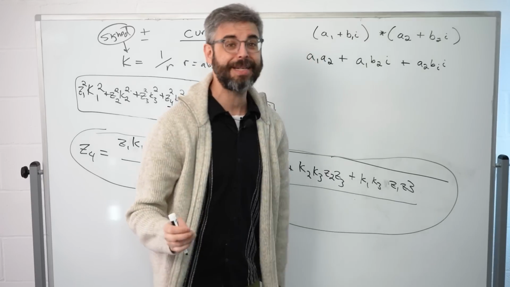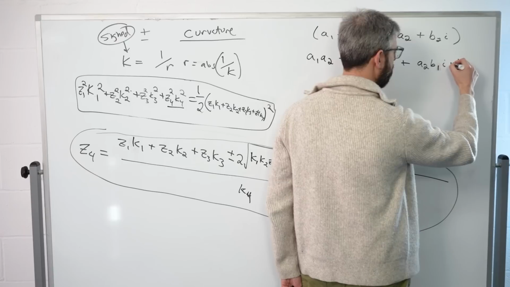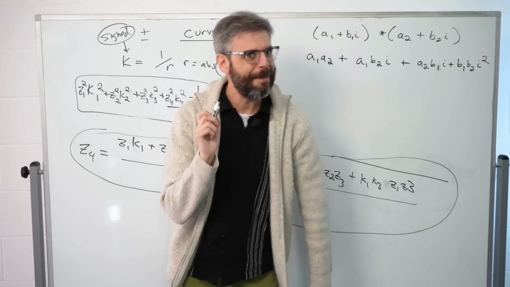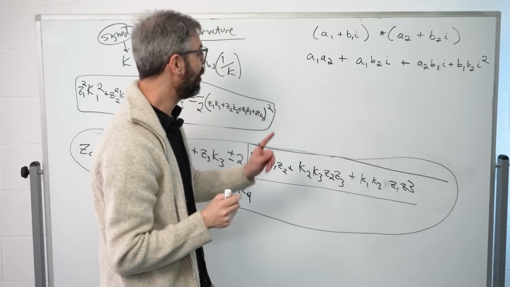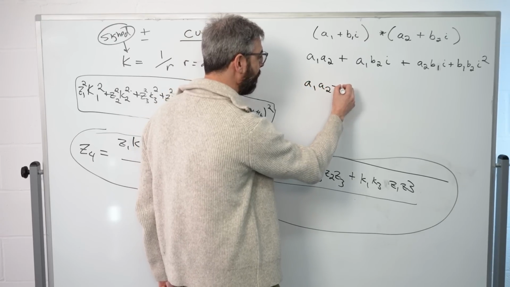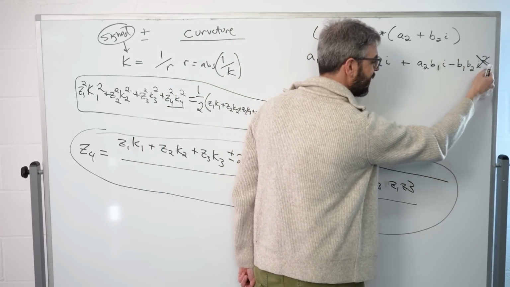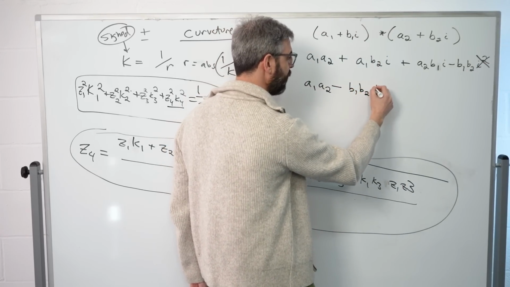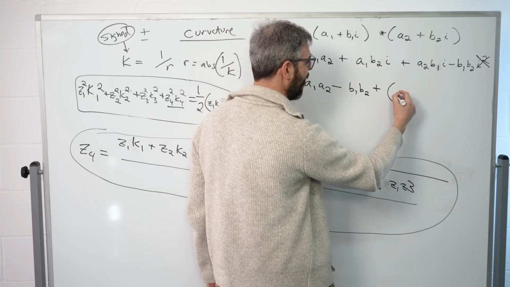Did I say y when I meant to say i? And this is b1. Oh, this is hard. Plus b1 b2 i squared. Remember, i is the square root of -1. So what's i squared? -1. So this is actually a1 a2 minus, this turns into a minus because I take i squared, b1 b2 plus, look at this, a1 b2, a2 b1 i.